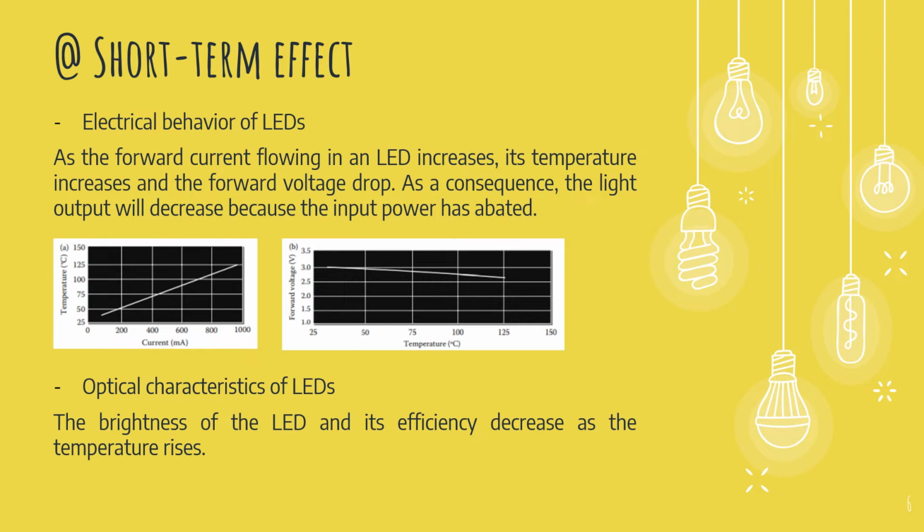High temperature causes a short-term effect on the electrical behavior and optical characteristics of LEDs. As the forward current flowing in an LED increases, its temperature increases and the forward voltage drops. As a consequence, the light output will decrease because the input power has abated, and the brightness of the LED and its efficiency decrease as the temperature rises.